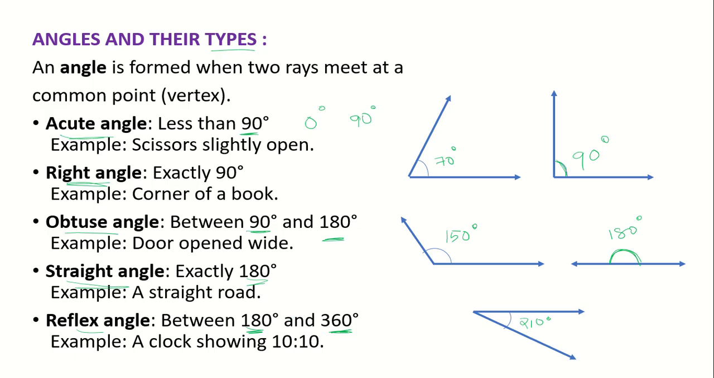Okay, so let me recap. An angle is a measure of rotation. How is an angle formed? An angle is formed by two rays having the same point, that is called the vertex. We have different types of angles: acute, right angle, obtuse angle, straight angle, or reflex angle. Now let us discuss different types of lines we have.